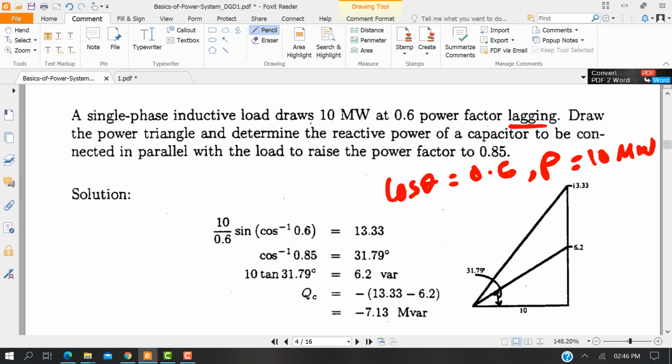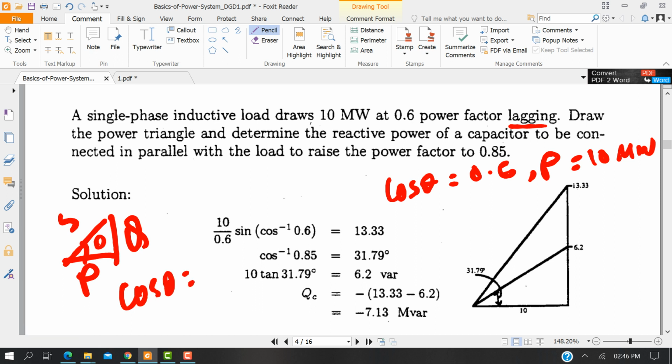If we want to draw the power triangle, what should be here? P, Q and S. Here we have only P and this. So here is a theta. So cos theta equals P by S. Here we can find the value of S. Put the values over here.